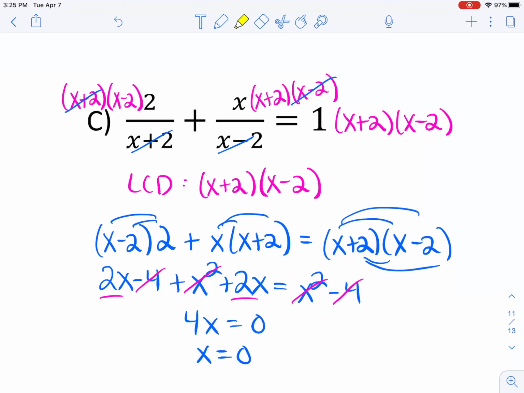Now again, if you substitute 0 back into the original equation, our denominators do not become 0. So this is actually a solution. If you substitute 0 into the whole thing, the left-hand side will equal 1, which is the right-hand side.